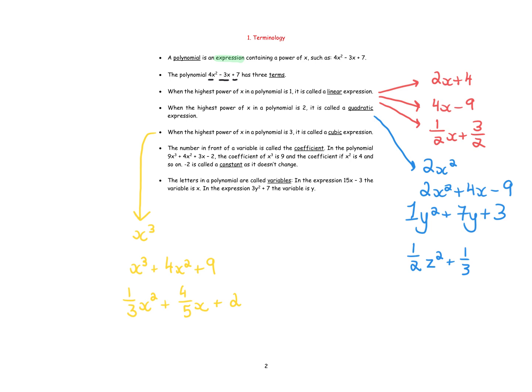The letters in the polynomial are called variables. In the expression 15x minus 3, the variable is x. In the expression 3y squared plus 7, the variable is y. We can see that by looking at the expressions on the right hand side. We have the expression 2x squared plus 4x minus 9. X is the variable here. In the expression y squared plus 7y plus 3, y is the variable. And finally, at the one here at the bottom, we have a half z squared plus a third. Z here is the variable.